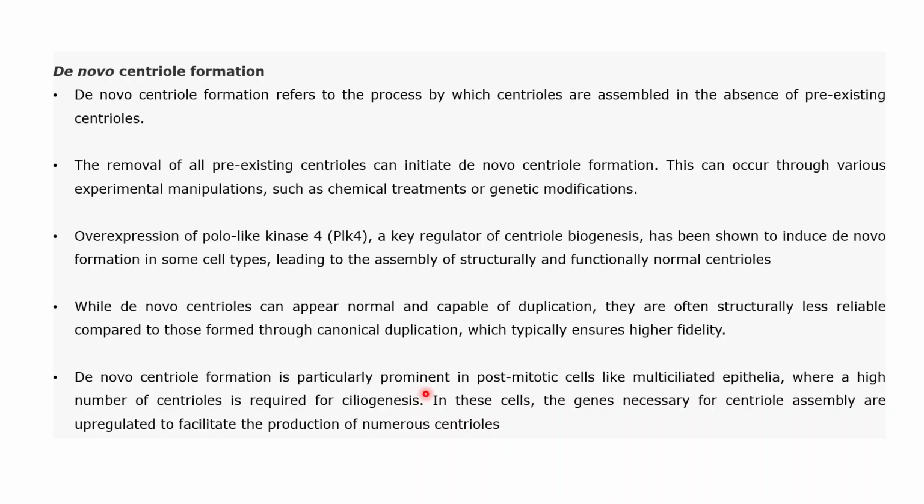It is also particularly prominent in post-mitotic cells like multiciliated epithelia. In the case of cilia, movement is needed, so centrioles are needed, and they can be formed by de novo assembly, where a higher number of centrioles is required for ciliogenesis. So the genes necessary for centriole assembly are upregulated to facilitate production of numerous centrioles because of the higher movement capacity of the cilia. Because of cilia biogenesis you need more centrioles. So that's why de novo centriole formation also takes place in ciliogenesis. I think this is the explanation I could give for this MCQ.